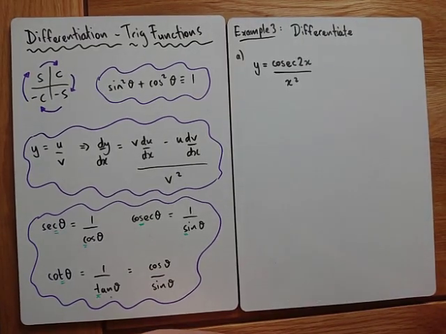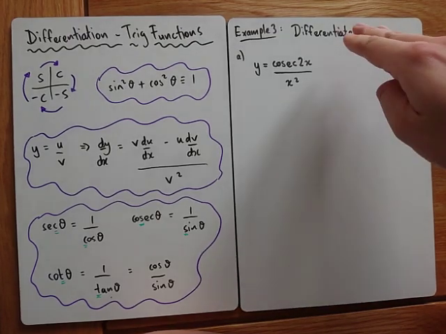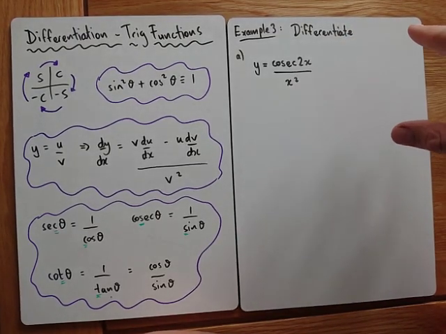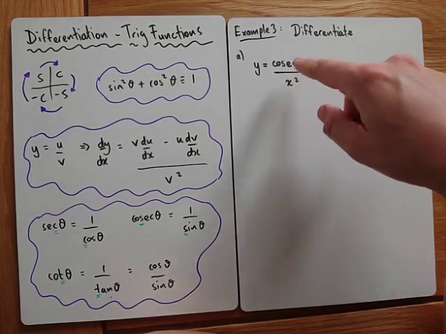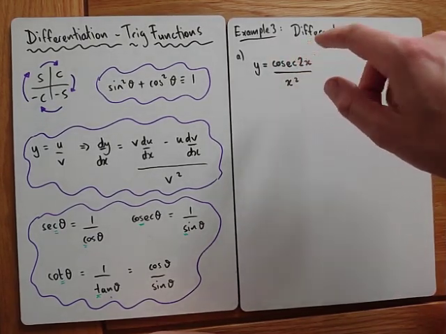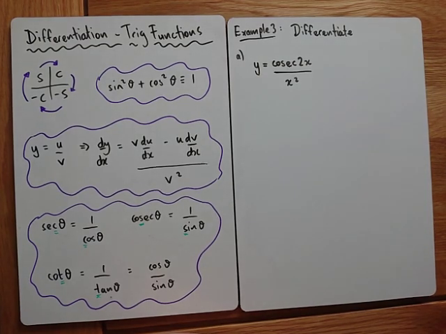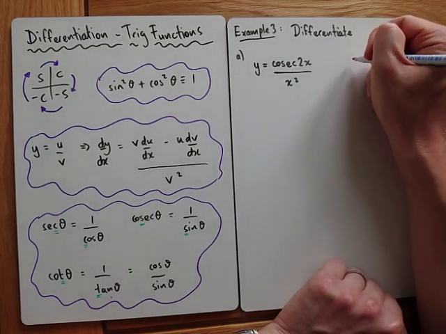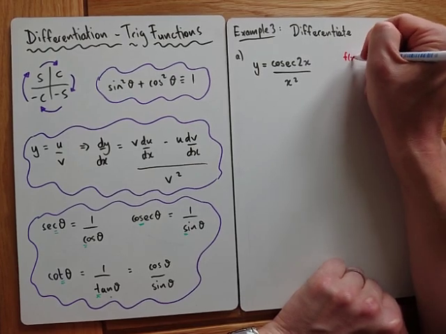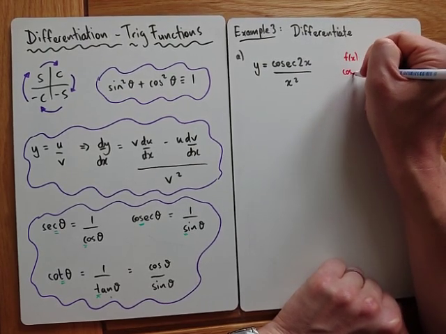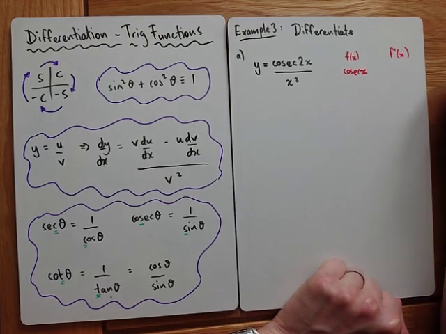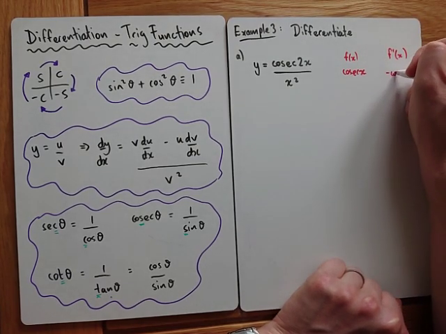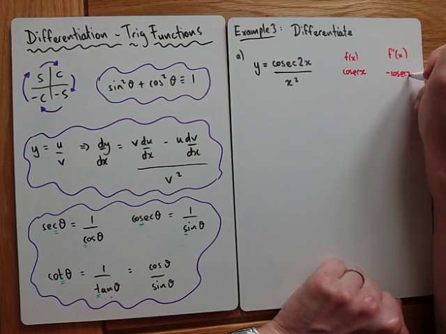Okay, example 3 is a little bit of a different style question. It just says differentiate, it's not a show question. So don't worry about doing a quotient rule or anything with the cosec, okay? If you look in the formula booklet, it tells you that if the function is cosec x, then the derivative is minus cosec x cot x.